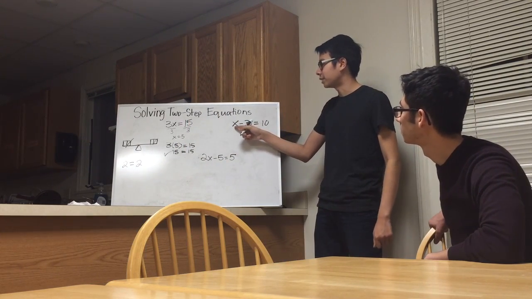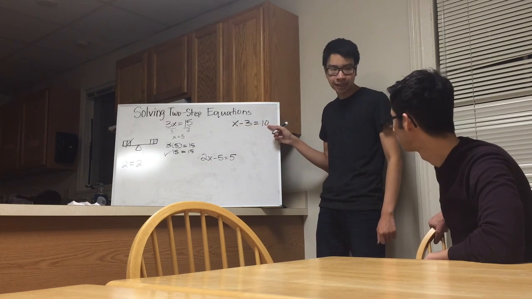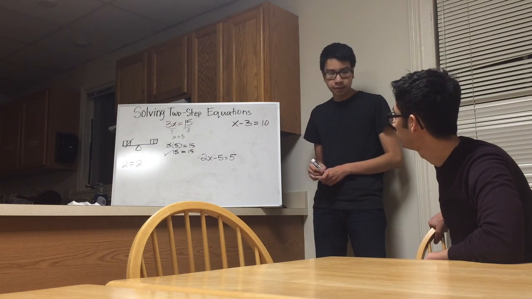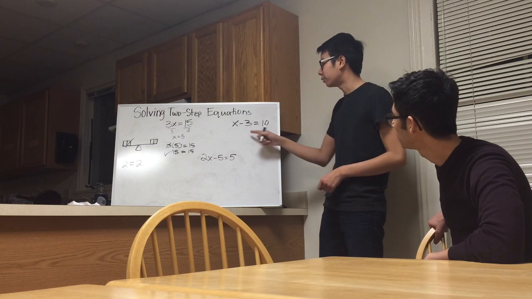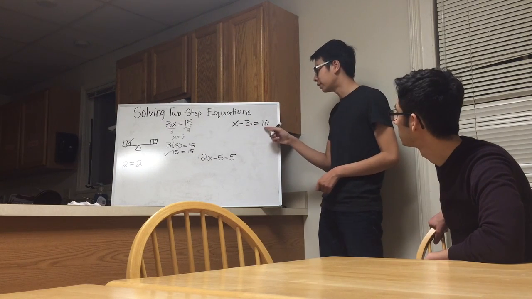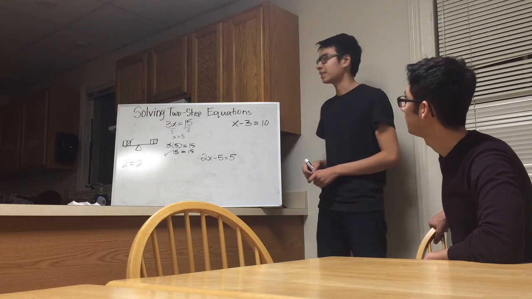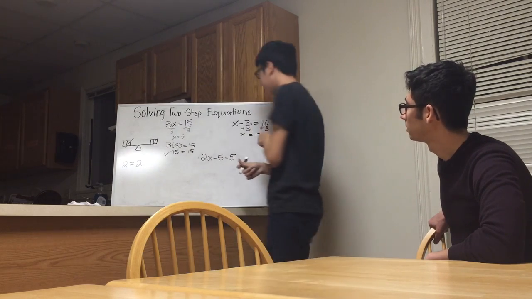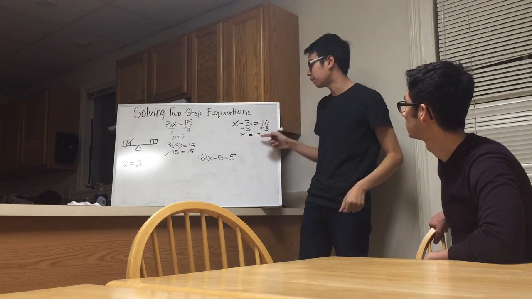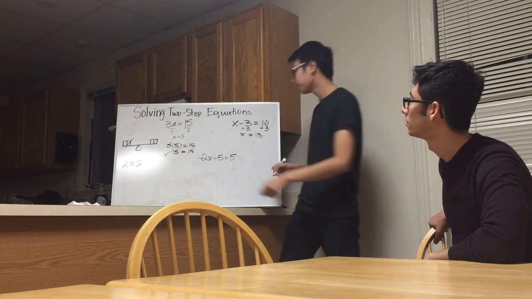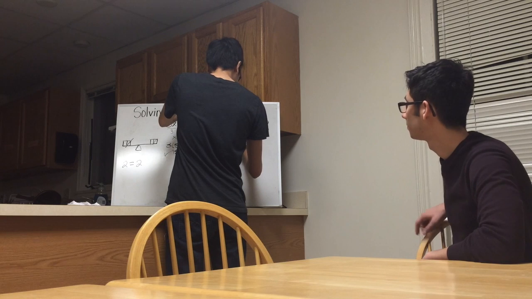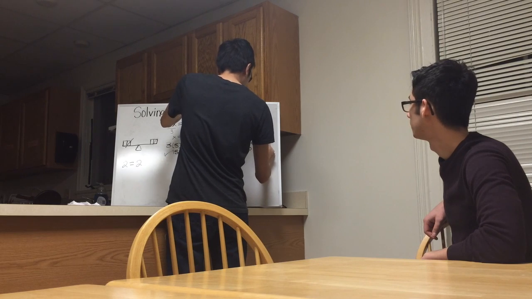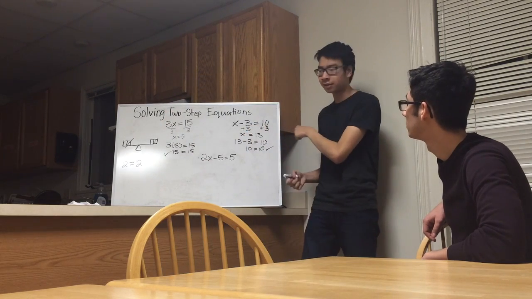Another one-step equation is x minus 3 equals 10. How do we isolate the x value? What would you do? You add 3. And when you add 3 to the left-hand side, what do you do to the right-hand side? You also add 3. Yes, that's correct. So x equals 13. To make sure that x really does equal 13, we have to plug 13 back into the original equation. So 13 minus 3 equals 10, and 10 does equal 10. So we know that x does equal 13.